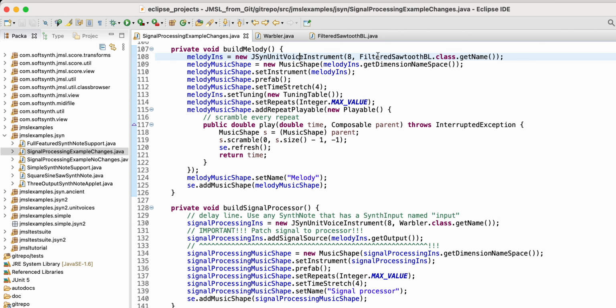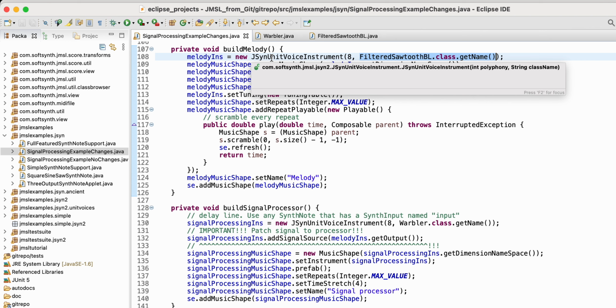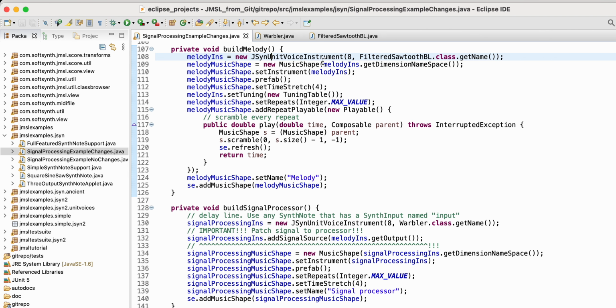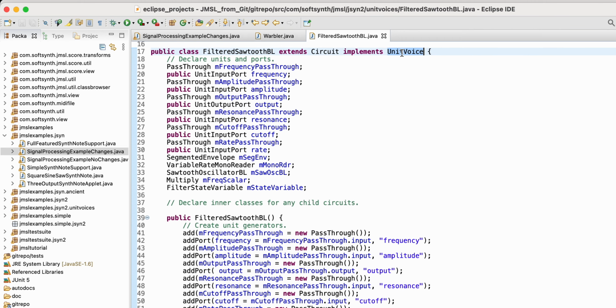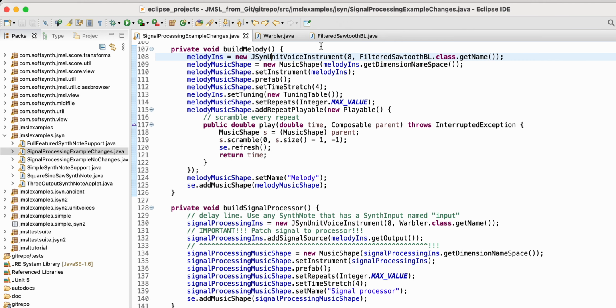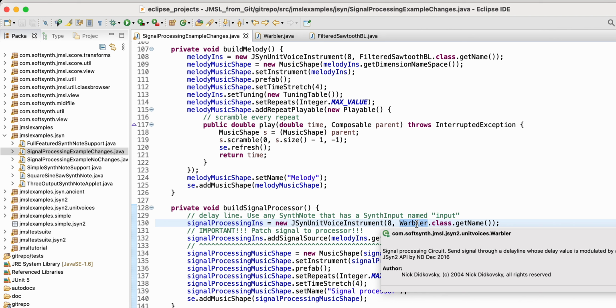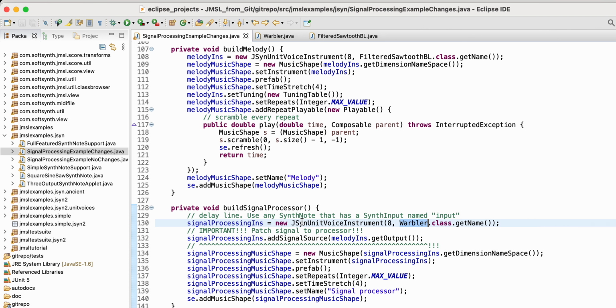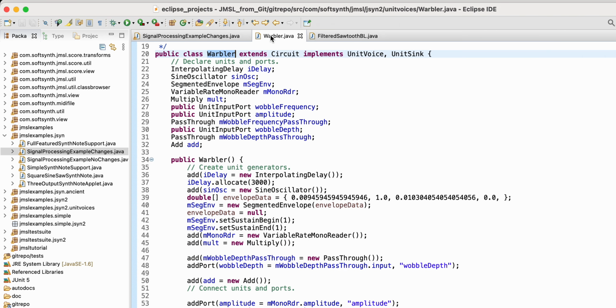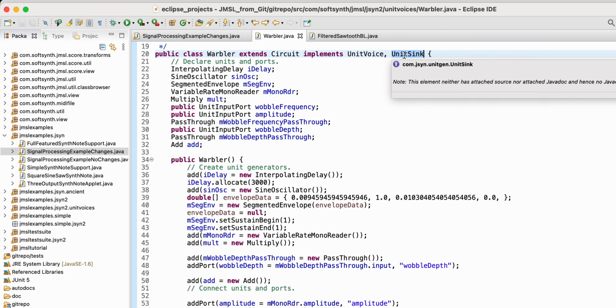The reason is that filtered sawtooth BL, which is the JSIN circuit that is being passed into the JSIN unit voice instrument's constructor, implements unit voice. However, Warbler, which is a circuit in JSIN that is being passed to the signal processing instrument, if we look at that, we see that it not only implements unit voice, but it also implements unit sync.